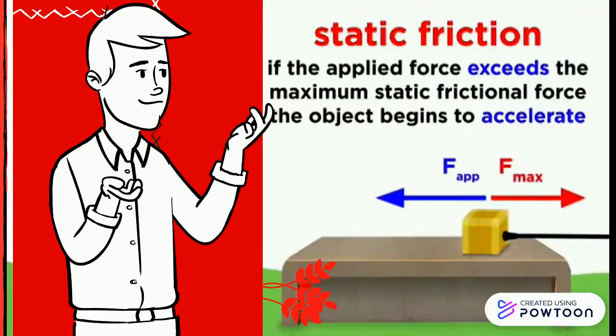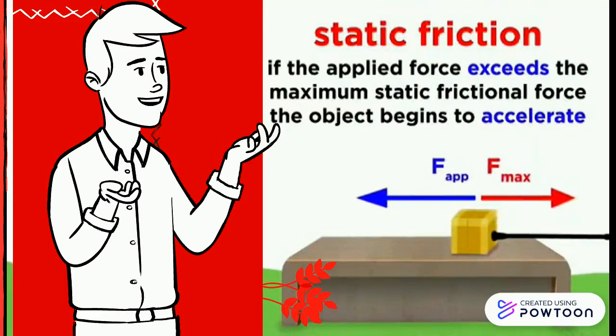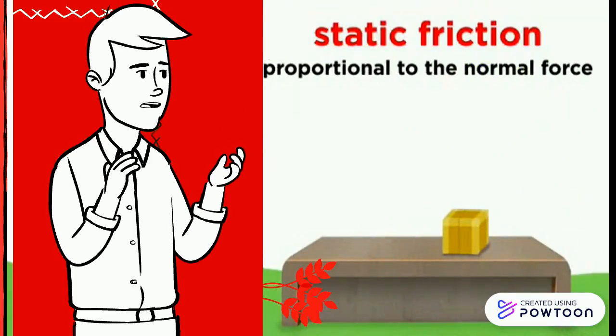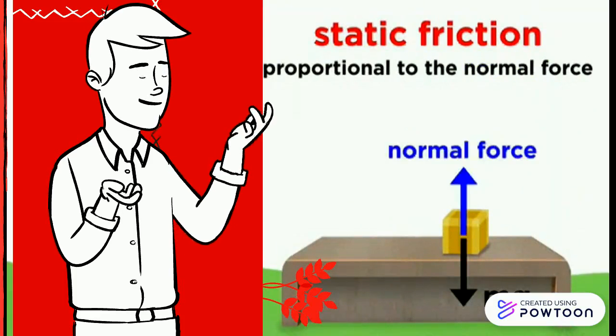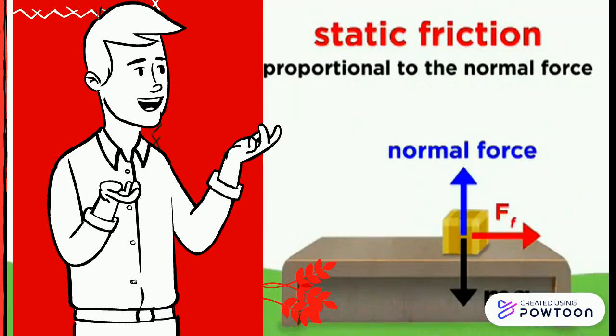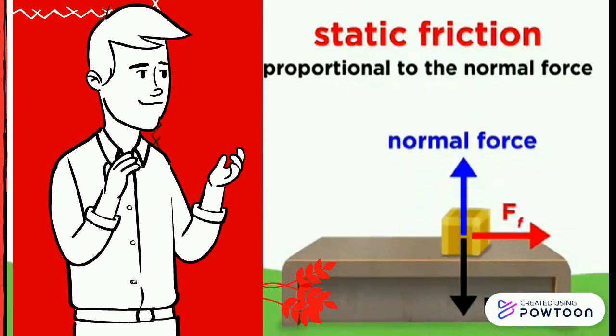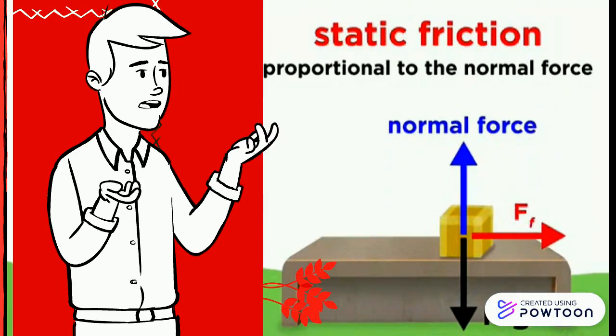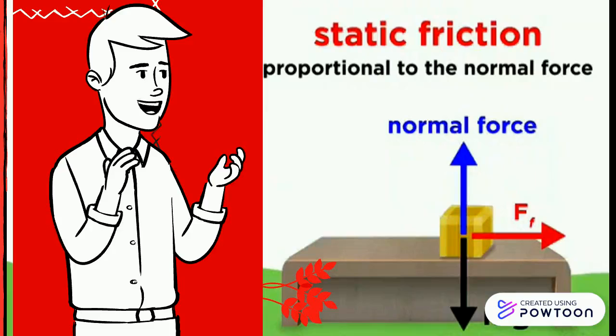Then the force of the push can no longer be cancelled out, and the block will begin to accelerate. This frictional force is proportional to the normal force, so the heavier the object, the greater the normal force, and the greater the frictional force. This is because as the weight of the object increases, the harder it presses down on the surface, which will increase the number of contact points between the object and the surface.